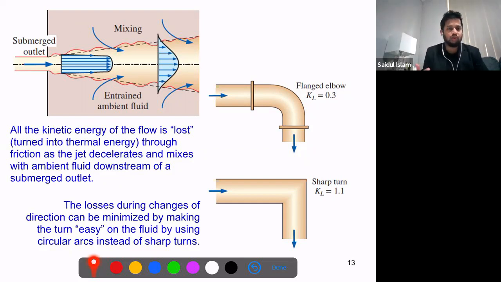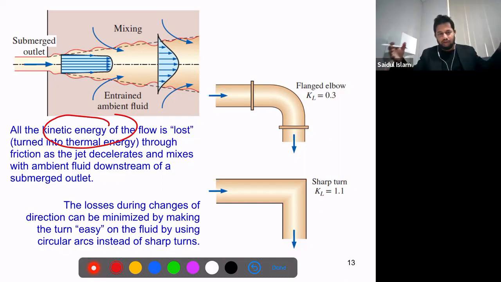It will just gain a zero velocity because the fluid is already at rest in this reservoir. So when the fluid comes here, it will not move anymore. It will gradually get to zero velocity. That means all the kinetic energy due to the velocity will be lost. It will become thermal energy. In that case, it will not accelerate. The velocity will gradually decrease and become zero. It will mix with this fluid.